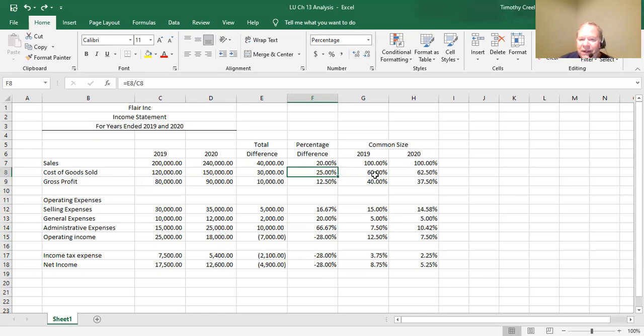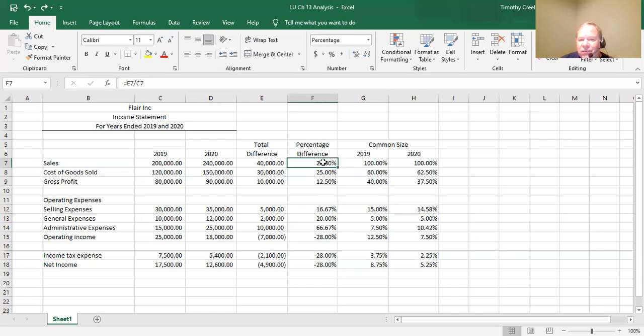And you can also see that cost of goods sold increased as a percentage of sales, went up from 60% to 62.5%. So basically it caused our gross profit to drop. Notice that selling expenses were up, but they did not increase as much as sales. So selling expenses were handled well. They were 15% of sales, then they dropped to 14.58% of sales.